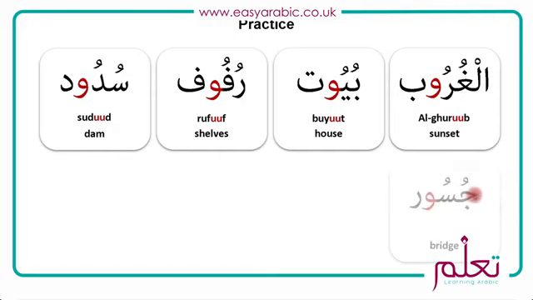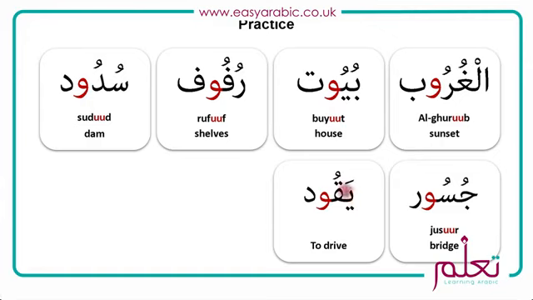Next one we have jim with the dhamma is ju, sin with the dhamma is jusu, and then the wow, jusur. Okay. Next one is ya with the fatha is ya, qaf with the dhamma is yaku, and then the wow, yaqud, which is to drive.